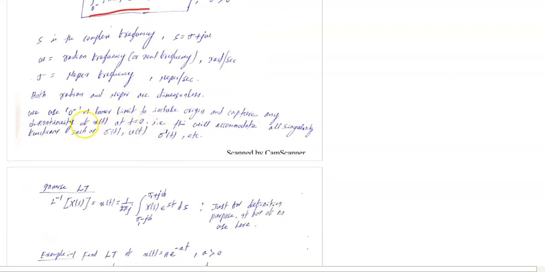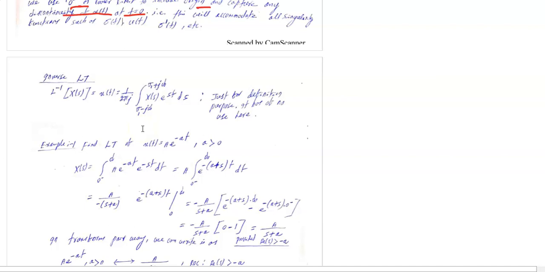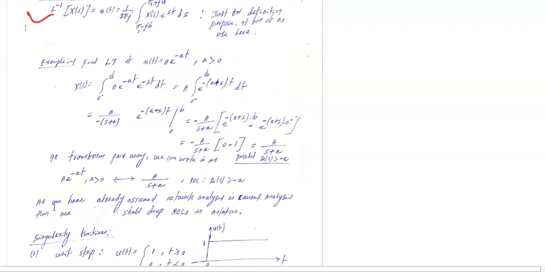Why do we take 0 minus? This is an important point. 0 minus is taken as the lower limit to include the origin and capture any discontinuity of x(t) at t equal to 0, that is delta(t) and u(t); we need to capture it. The inverse Laplace transform is a definition of relevance, otherwise we don't use it directly. Instead we use the lookup table, the Laplace transform pair lookup table, to get the time domain from the Laplace domain.